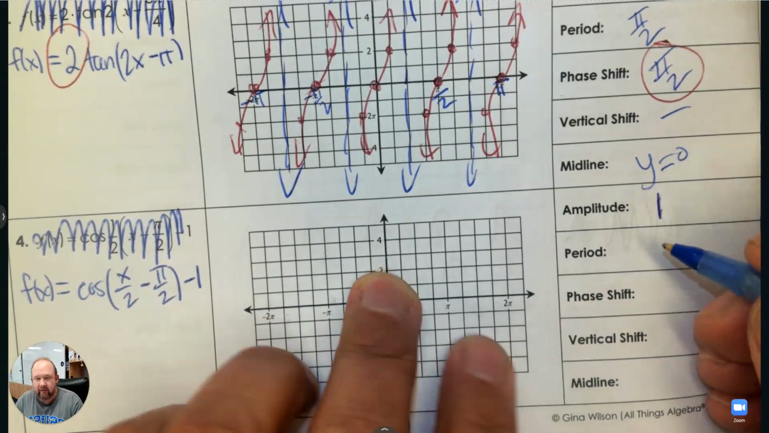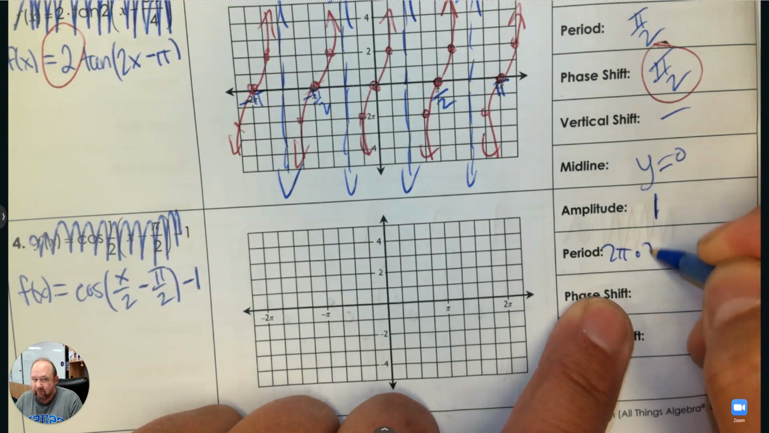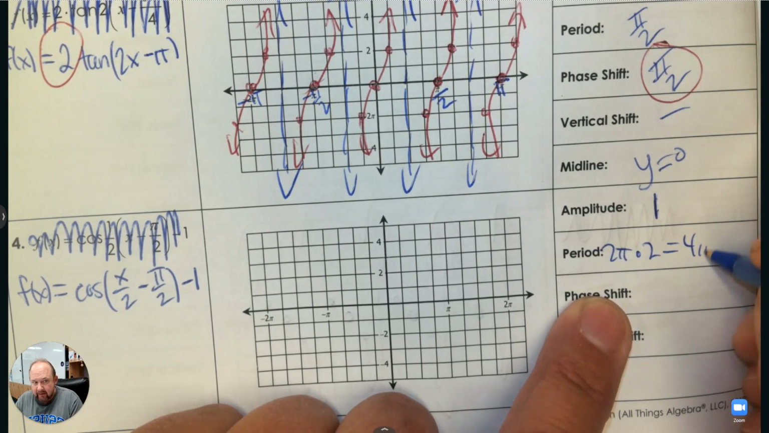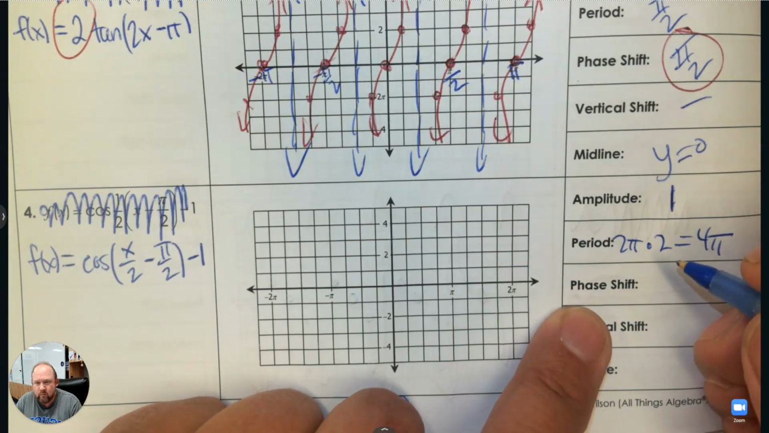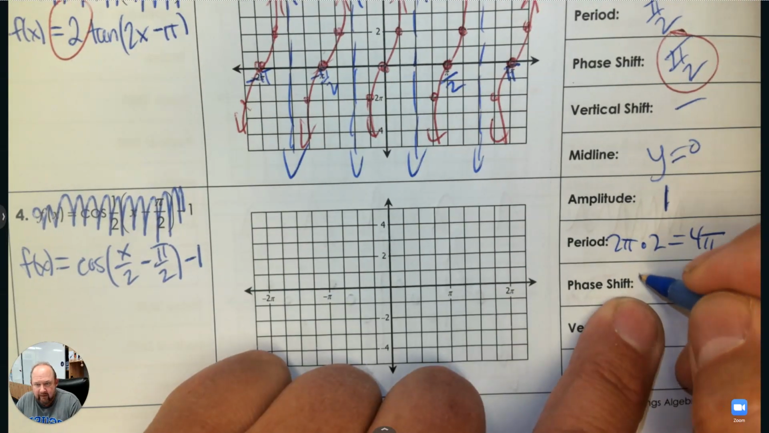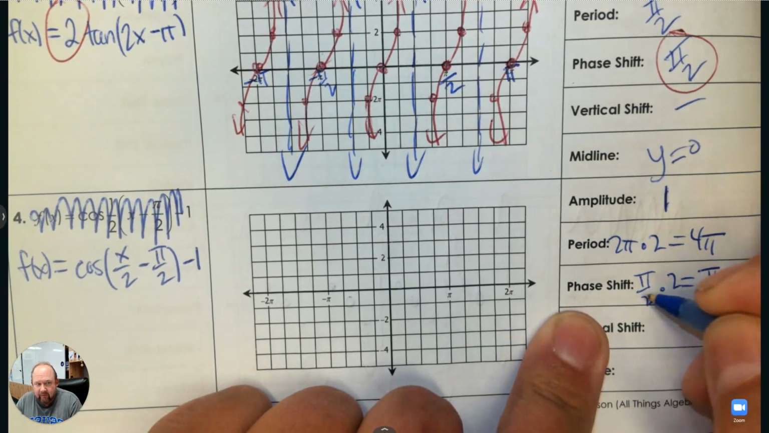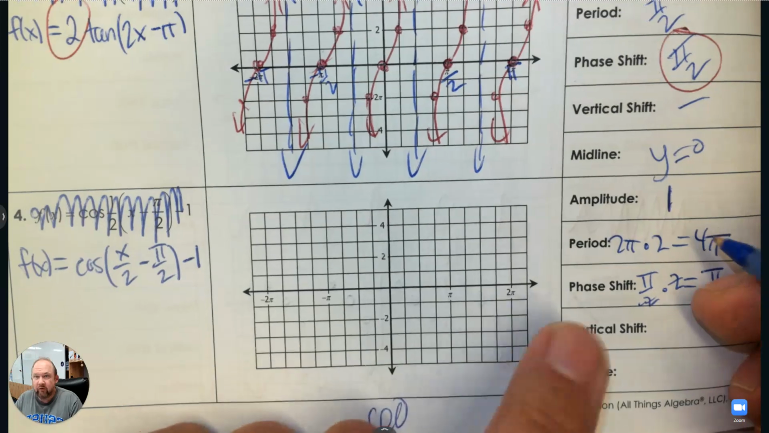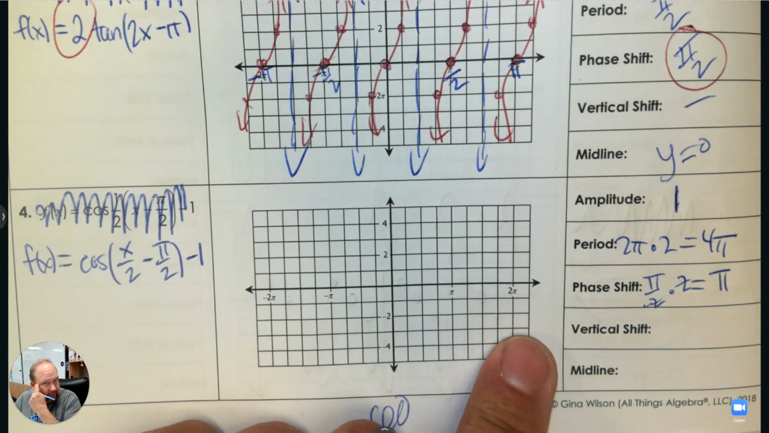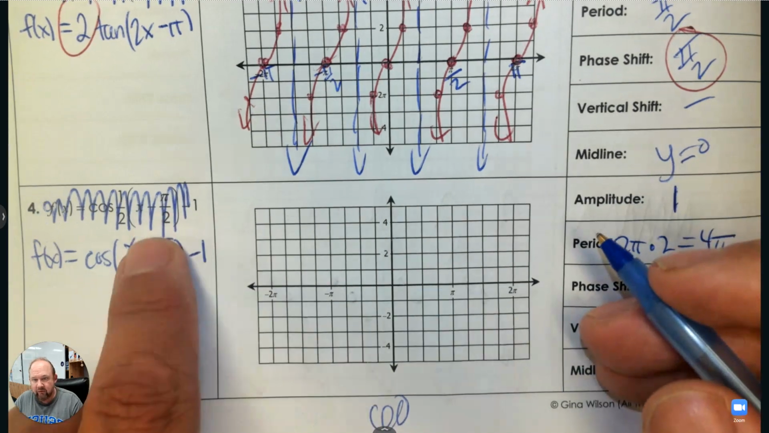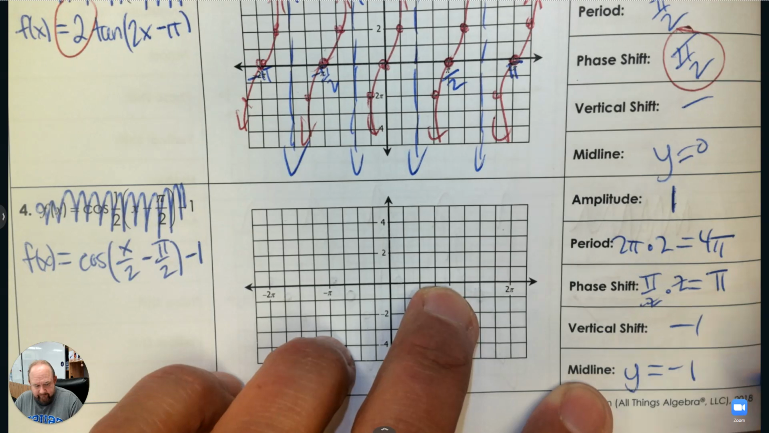Number 4. The amplitude here is 1. The period is 2 pi divided by 1/2. So times 2 would make it 4 pi. The phase shift is positive pi over 2, again times 2. That's pi. The 2's cross out. When you divide by a fraction, I'm just skipping that step and multiplying times the reciprocal. The vertical shift is -1, so there's our midline at y equals -1.